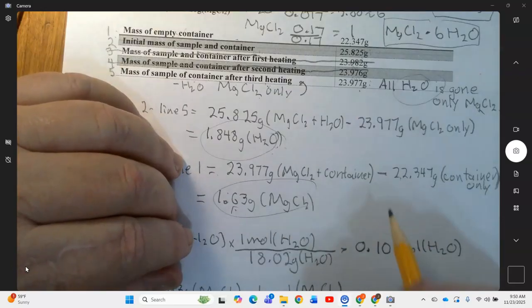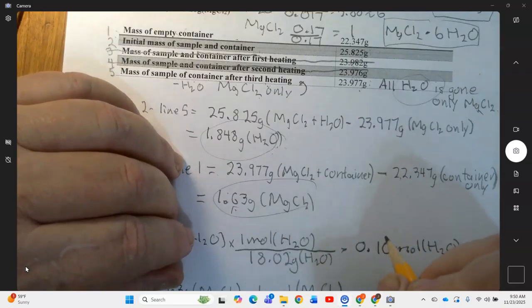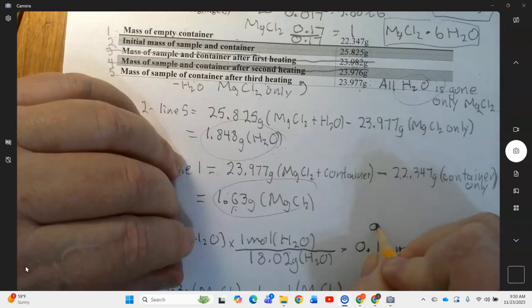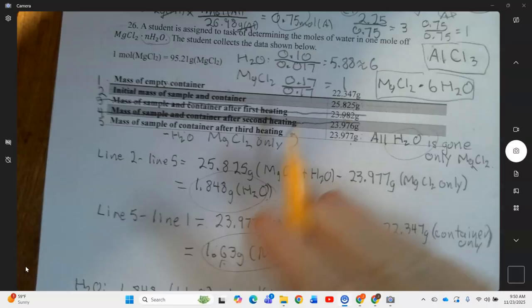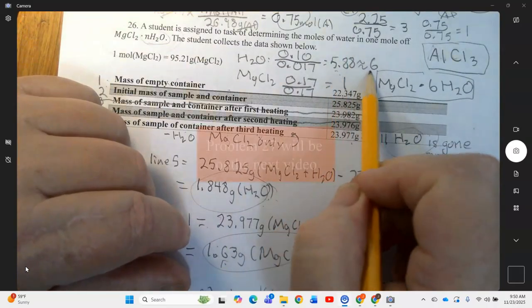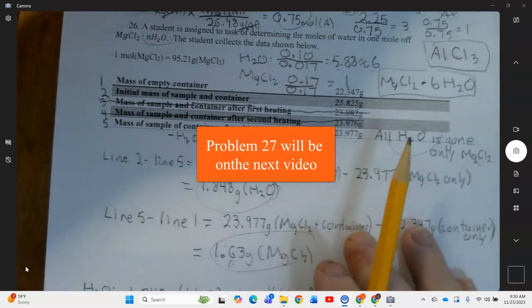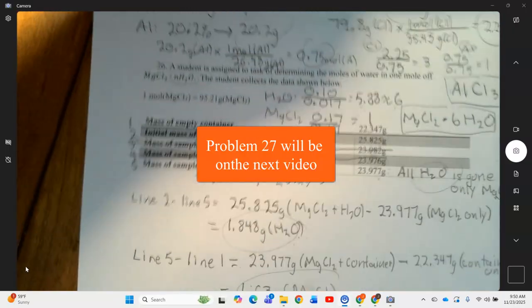Okay, and one final point about this problem. If I carried this number, 0.10, out one more decimal place, 0.103, it would have come out up here a lot closer to 6. Instead of 5.88, you would have gotten almost exactly 6, okay? All right, so we'll move on to the next problem.